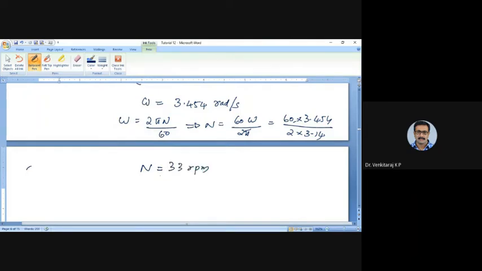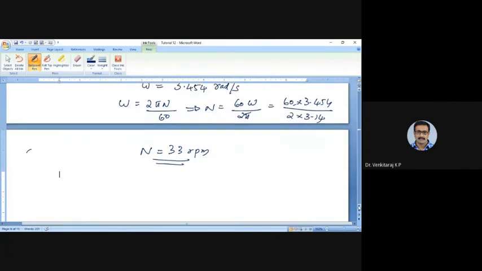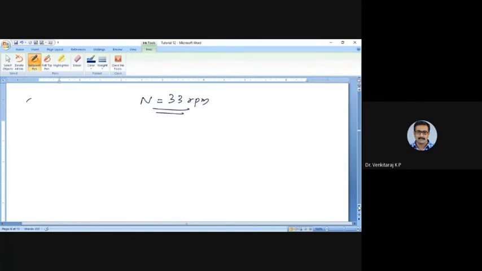So this speed value corresponds to the operating condition in the suction pipe. When the speed is more than this, separation will occur in the suction pipe. Now let us consider the case of the delivery pipe.